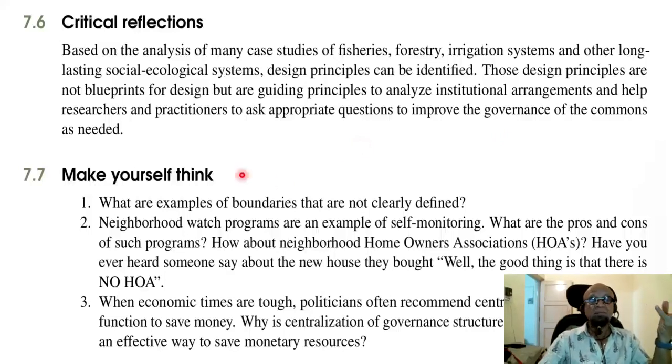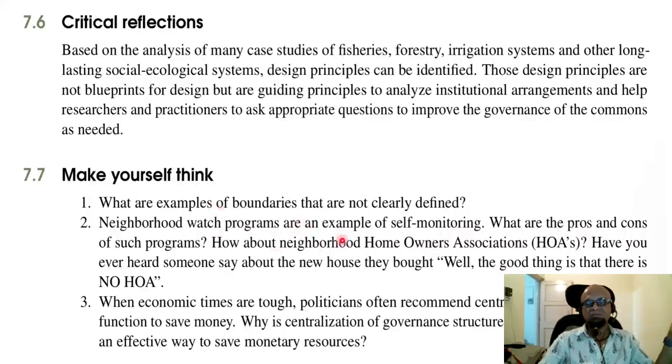Okay, so make yourself think, what are the examples of boundaries that are not clearly defined? You can think of many, like the international waters in the ocean where everybody is fishing, and there are international Oceanic Commission rules, there are governing bodies, but it's way out in the open, so enforcement is not easy even if the boundary is well defined.